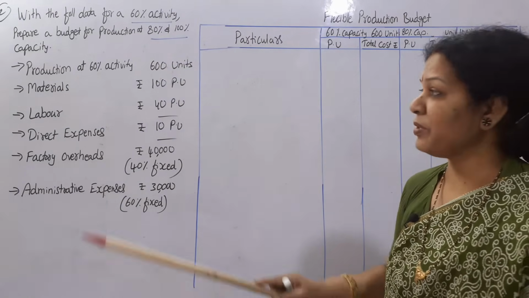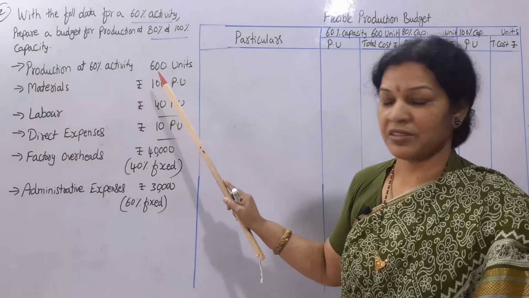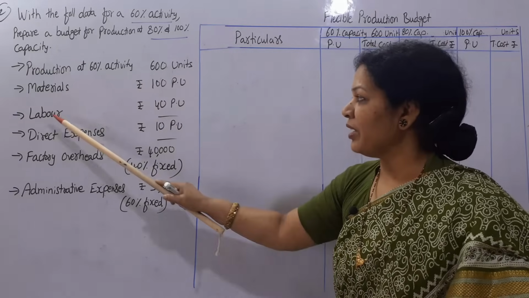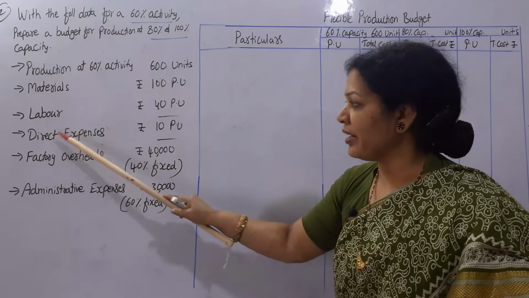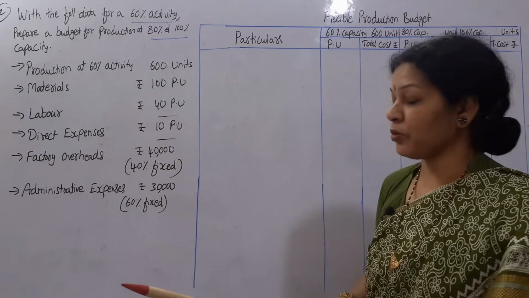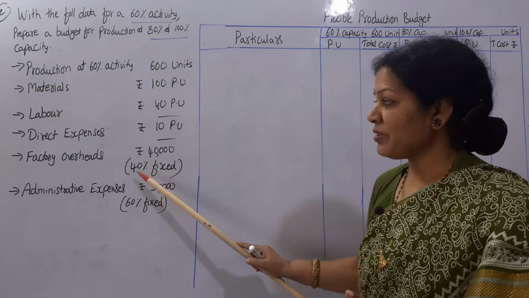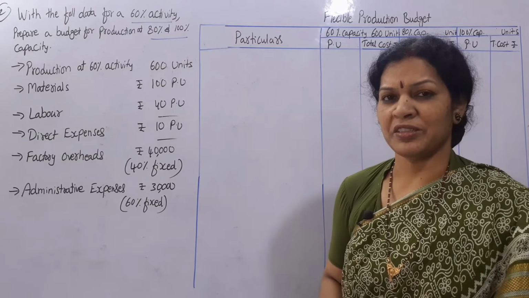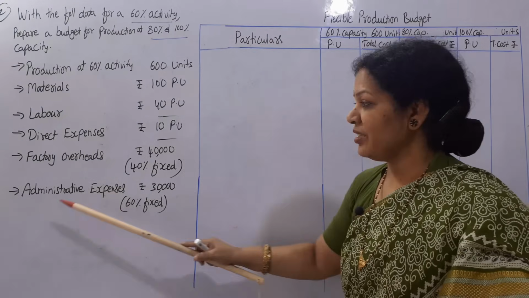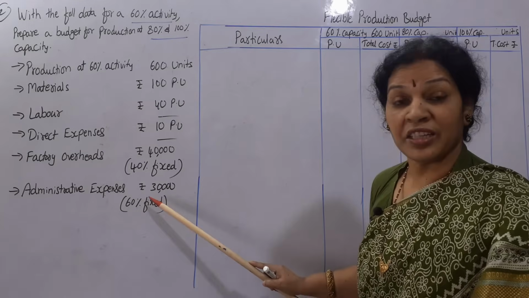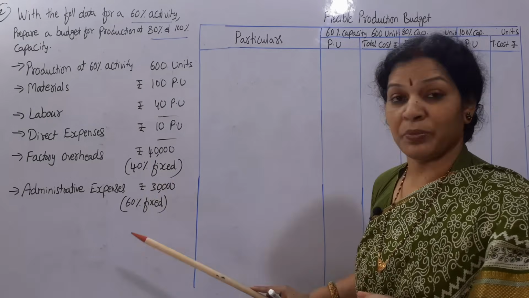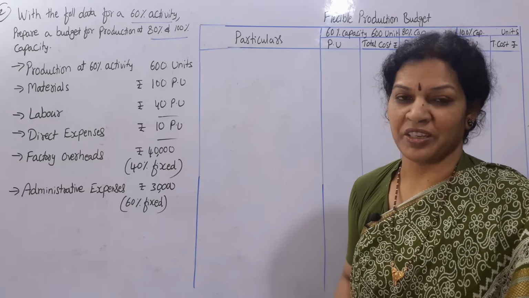What is given regarding 60%? Production at 60% capacity is 600 units. Material, 100 rupees per unit. Labor, 40 rupees per unit. Direct expenses, 10 rupees per unit. Factory overheads, 40,000 rupees, of which 40% is fixed, which means 60% is variable. In the same way, administrative expenses are 30,000 rupees. They did not give units, they have given the amount directly. 60% is fixed, which means 40% is variable.